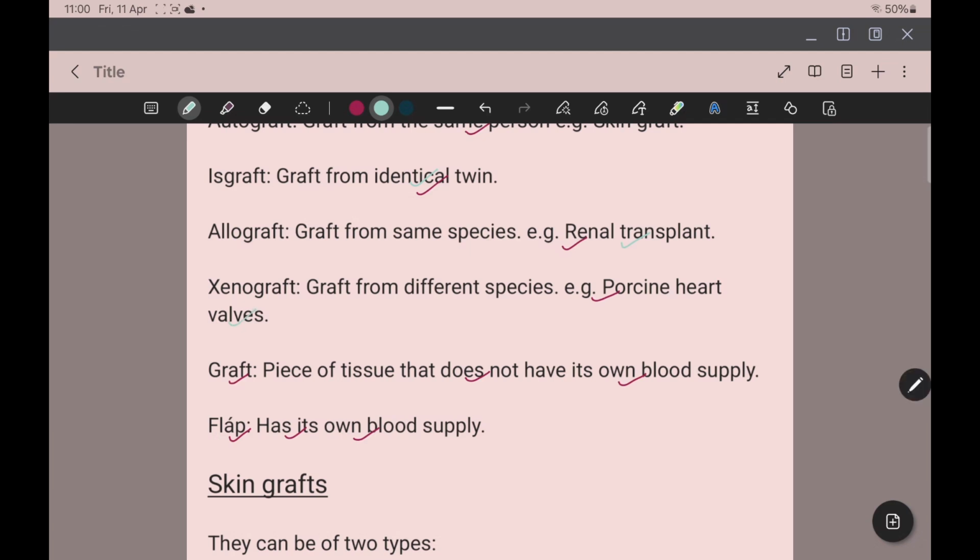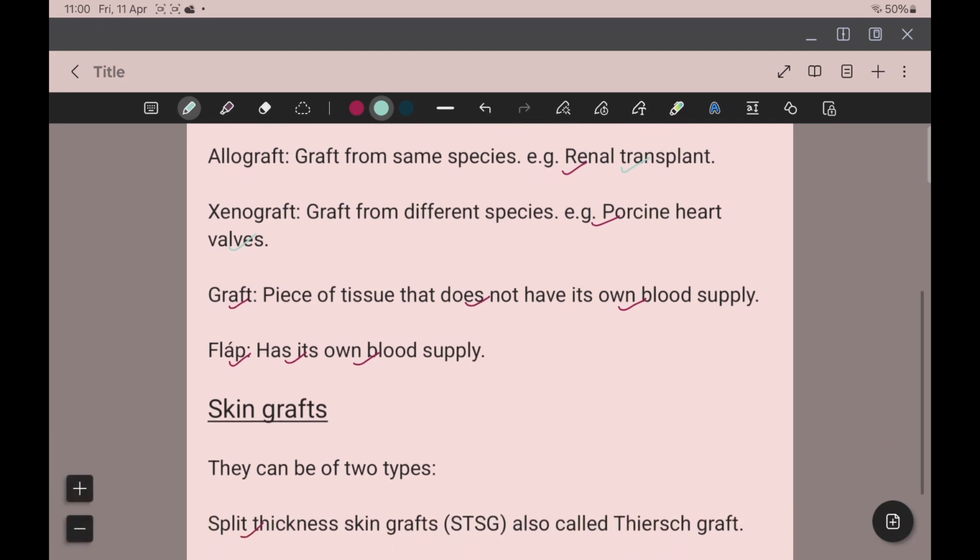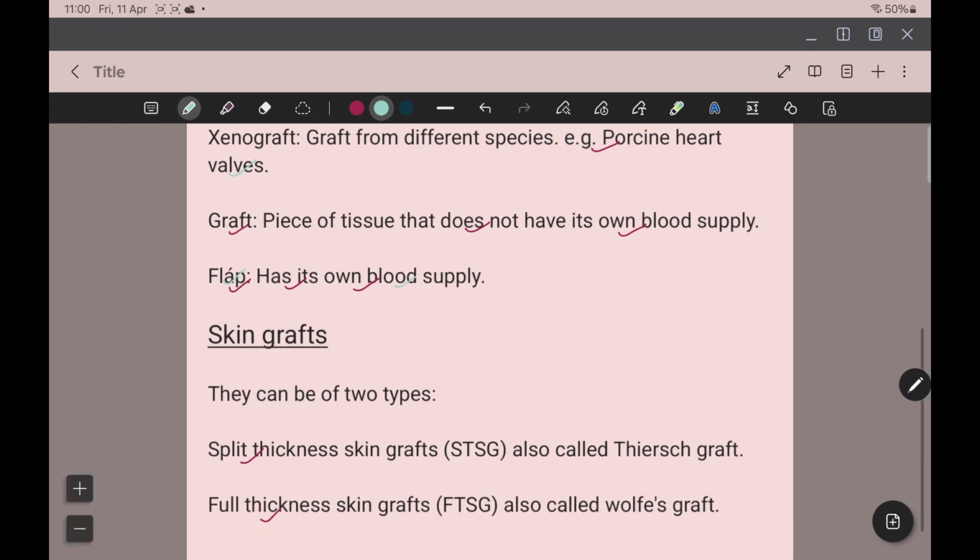A graft is a piece of tissue that does not have its own blood supply. Yes, please note that a graft does not have its own blood supply. But, in contrast, a flap has its own blood supply.